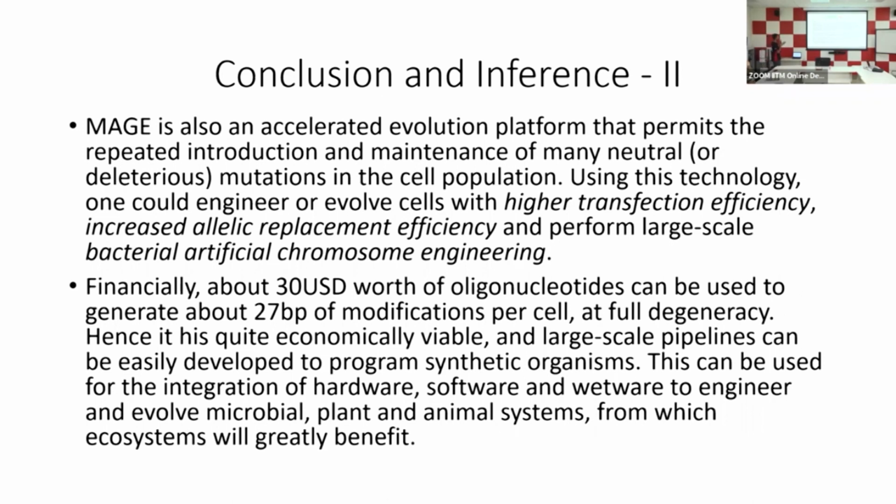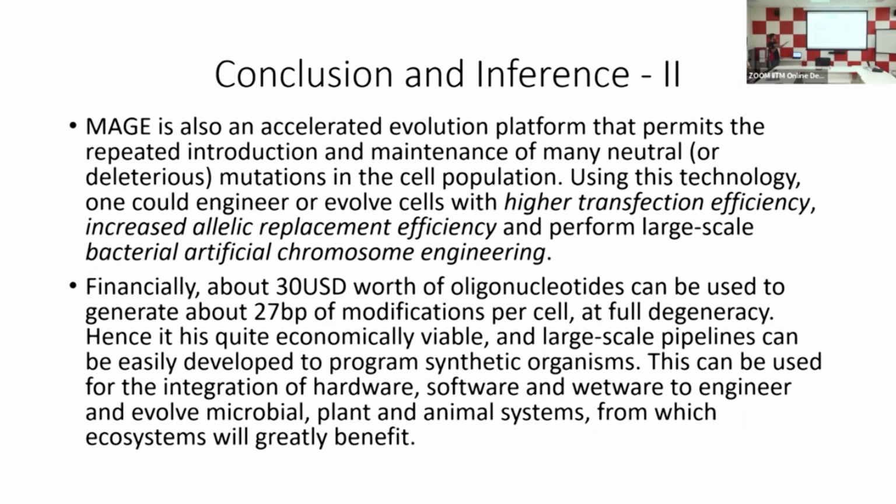And financially, this was quantified: if we use only $30 worth of oligonucleotides for this kind of experiment, we can generate a 27 base pair modification per cell at full degeneracy. Which is, mind you, we already had a 3.1 base pair change in this experiment that caused 4 billion modifications in the entire population. So imagine what a 27 base pair modification can do, and this is only $30.